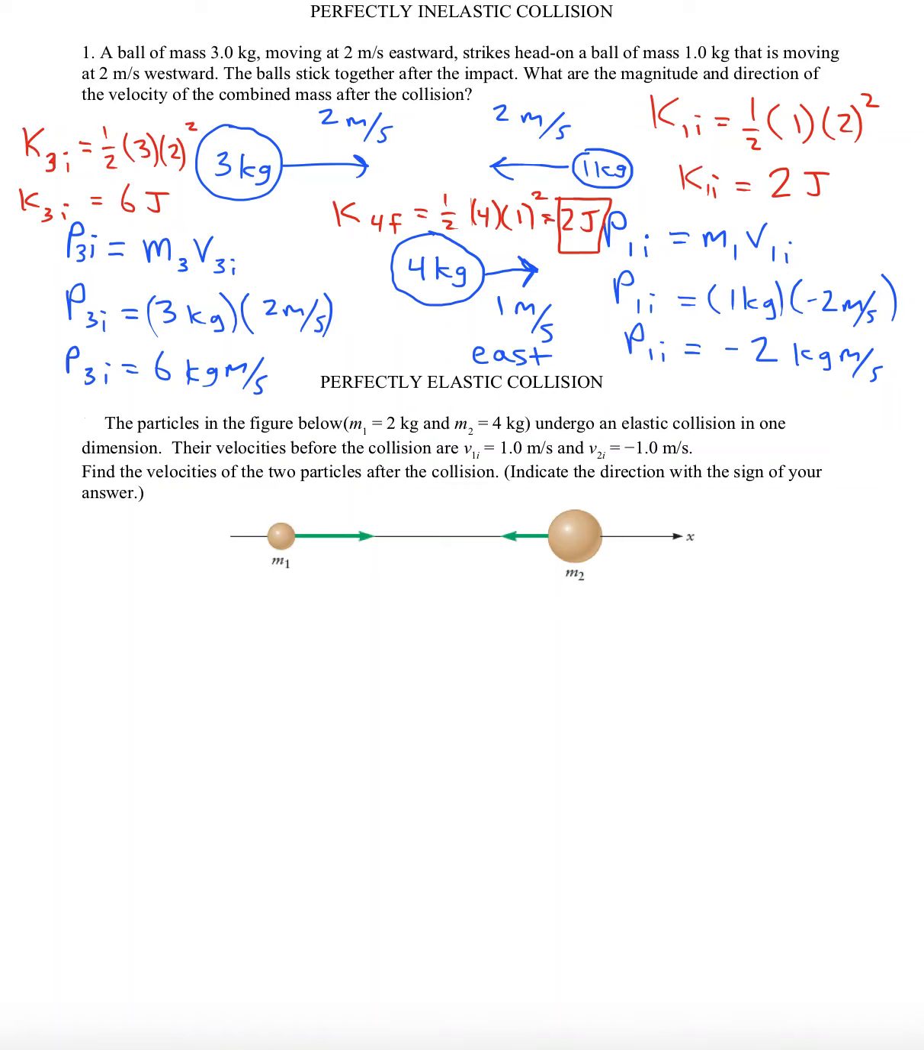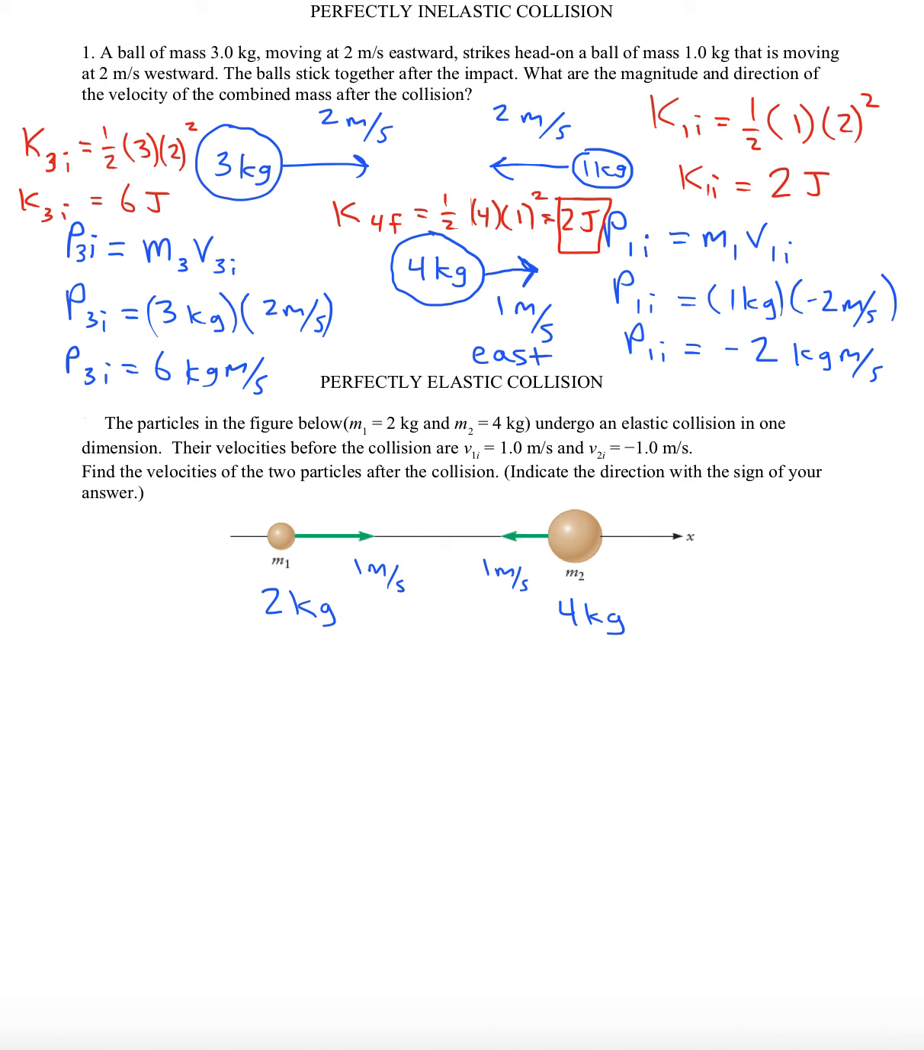Let's look at an example of a perfectly elastic collision. Two particles below, of mass 2 kilograms and 4 kilograms, are going to undergo an elastic collision in one dimension. The velocities are 1 meter per second to the right and 1 meter per second to the left.